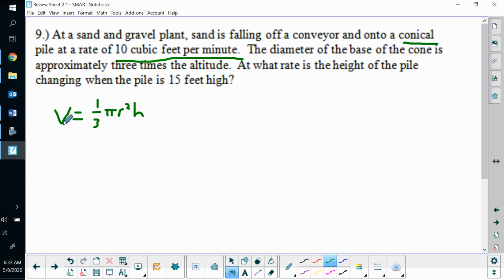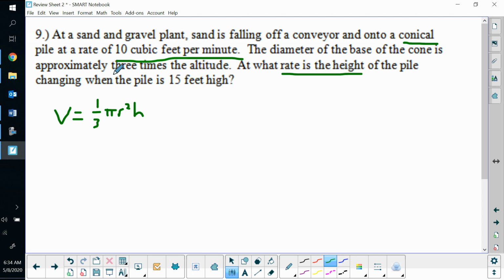So V has to stay in the problem. We want to find the rate of the height. So that means height has to stay in the problem. But there is nothing in the problem that tells us about the rate of the radius. That means the radius cannot stay in the problem.